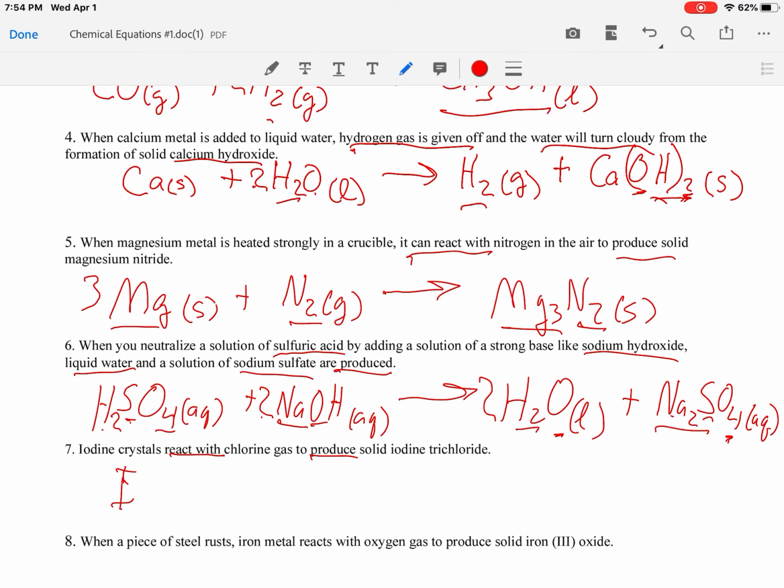Well, that was really ugly. Let me try that again. I'll just start that one over. So iodine 2, and it is solid. There we go. Reacts with chlorine gas.